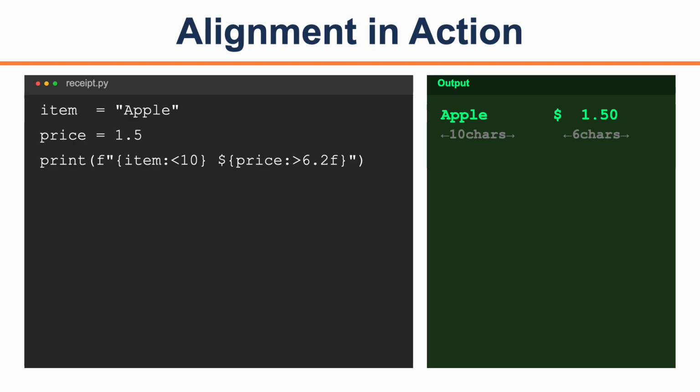The print function outputs the formatted line. The item name fills 10 characters and sits at the left edge. The price fills 6 characters and sits at the right edge. This kind of layout is useful for receipts, tables, and reports.